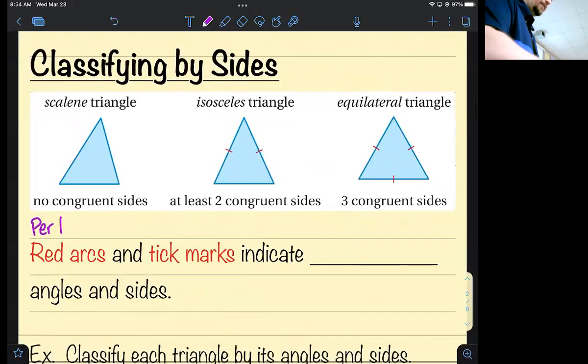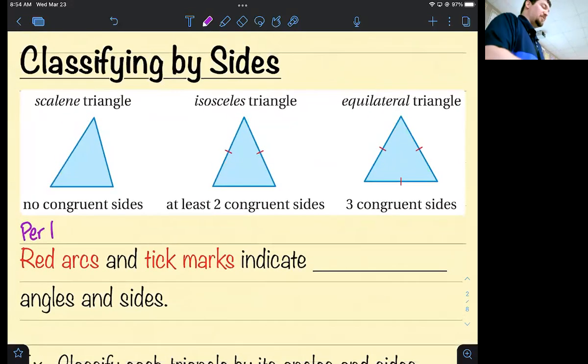You can see period one didn't get very far because I spent so much time on the worksheet, which I'll get to later.